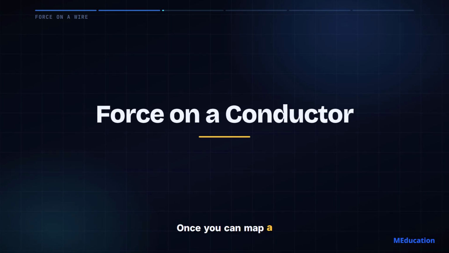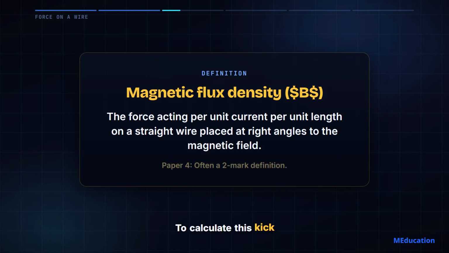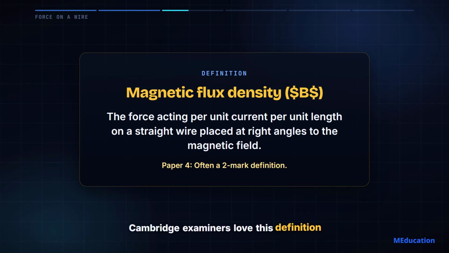Once you can map a field, we look at what it does. Topic 2 is the force on a current-carrying conductor. This is the macroscopic push that makes electric motors and loudspeakers work. To calculate this kick, we first define magnetic flux density, measured in Tesla. Cambridge examiners love this definition.